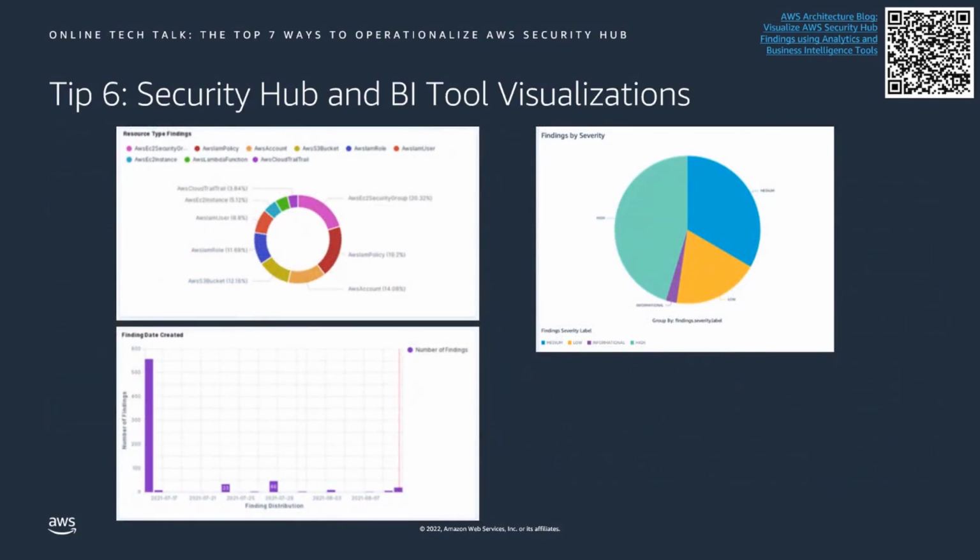So let's take a look at some of the example visualizations that you can create. And so here, looking at some of these visualizations, we can see the findings by resource type, or for example, the findings by date created, or for example, the findings by severity. And you can choose to create any type of visualizations that you'd like.